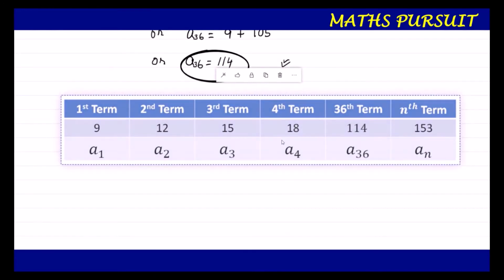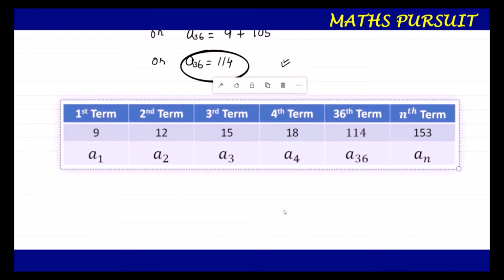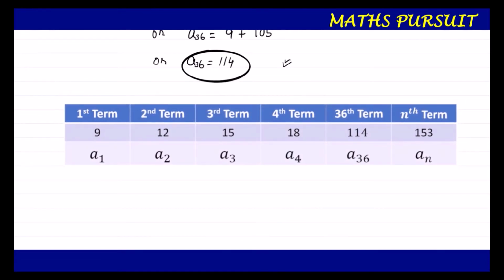So the table that I have created now, you could see that here we have the first term as 9 itself. It was already there. The second term we have 12, that was already there. Third term was 15, that was already there. Fourth term was 18, that was already there. The only thing that I have now considered is the 36th term, which is now 114. This is what we calculated in the above step.